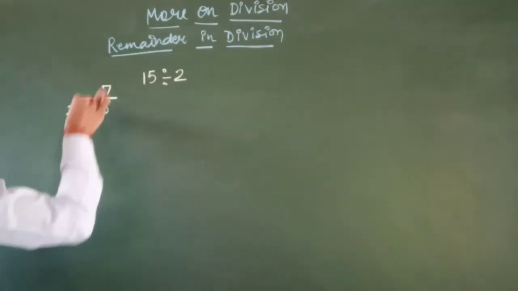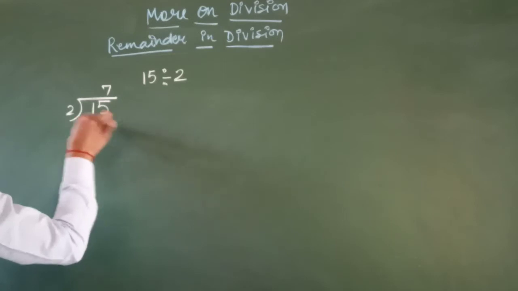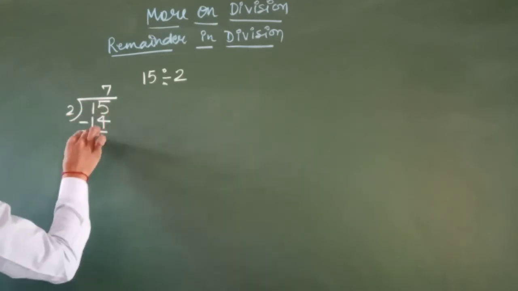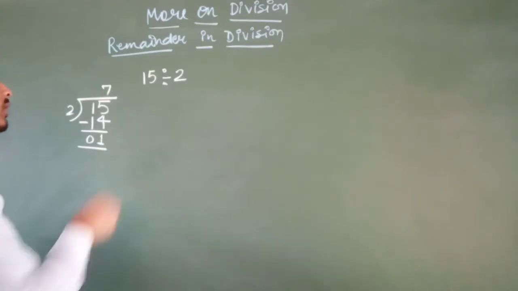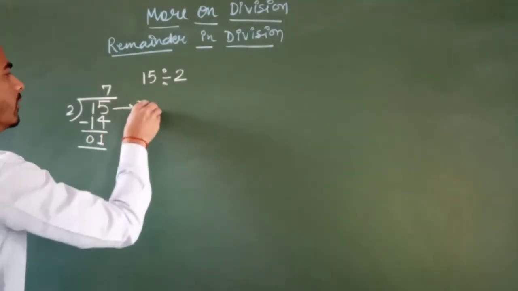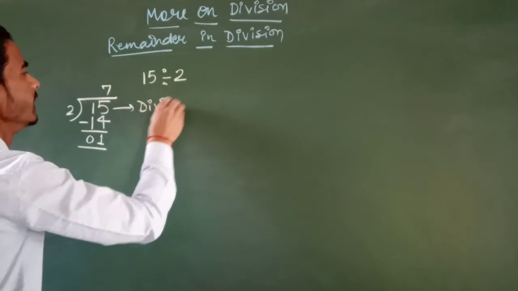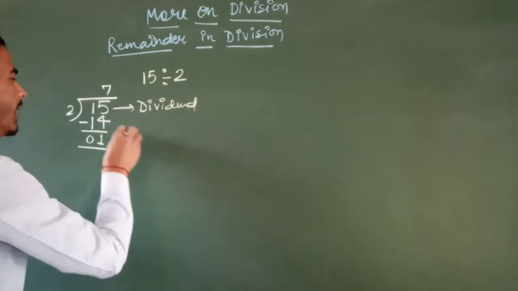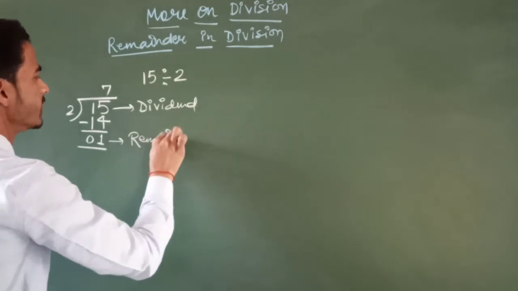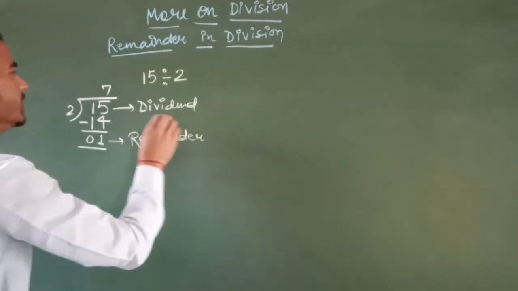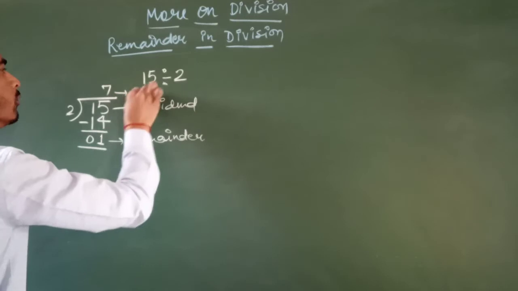2 sevens are 14. 15 minus 14 is equal to 1, and 1 minus 1 is 0. That is 1. That is the dividend, and that is the remainder in this case. And 1 is the remainder in this case, and 7 is the quotient.